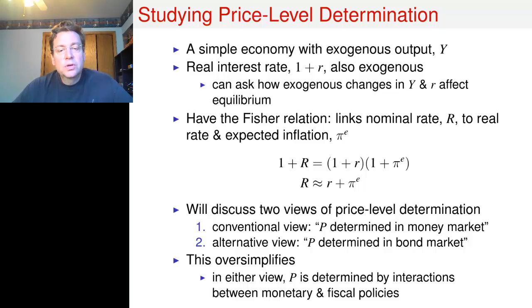The conventional view is the price level gets determined in the "money market." I put this in quotation marks because, as you'll see, it's never literally true that the price level gets determined in only one market. We're talking about a general equilibrium, so all the markets have to be operating in some internally consistent manner. The alternative view is sometimes characterized as the price level gets determined in the bond market. But as I've said, both of these ways of describing the views oversimplify, because the price level is always the outcome of interactions between monetary and fiscal policies.